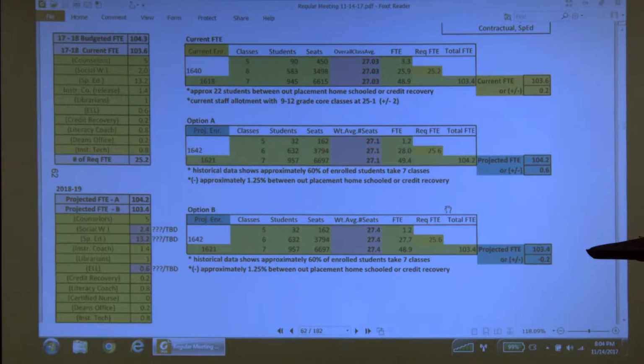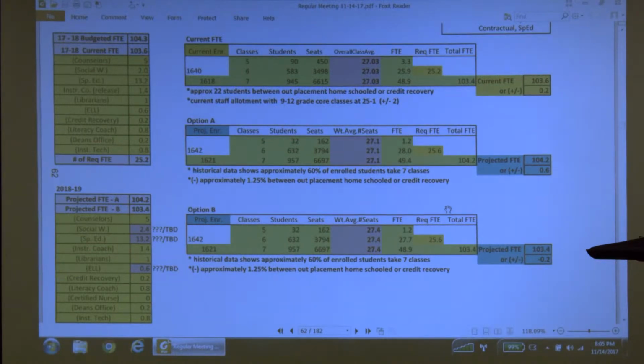And so what I'm showing you now in option A and option B, next year, if this projected enrollment comes in as is, with 1642, and historically it's been about 1.25% are outplaced, homeschooled, or credit recovery. So that would give us roughly 1621. If we go with our consistent trends, we'd have the 32 students in 5 classes, 632 in 6 classes, and 957 in 7 classes.